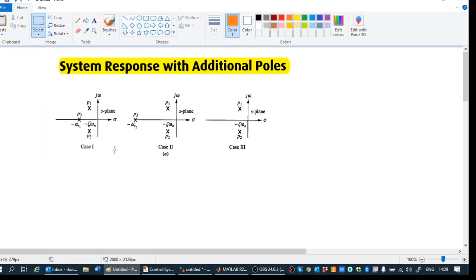You have the first case study where you have a system with three poles, right? P1, P2, and the third pole is called P3, which is situated at alpha R1. And then in case 2, you will see that you have again P1, P2, and you have P3, but this time it's denoted as alpha R2, right? And in case 3, you see that you have a purely second order system, meaning it has only got two poles, which is P1 and P2.